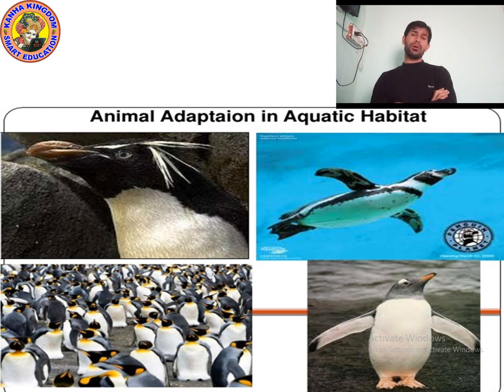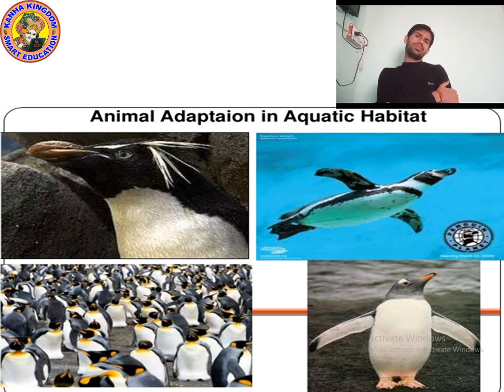Because the polar region is the area which is covered with snow, most of the part throughout the year. And in the polar region, 6 months is day and 6 months is night, which means the sun does not set for 6 months and the sun does not rise for the next 6 months.